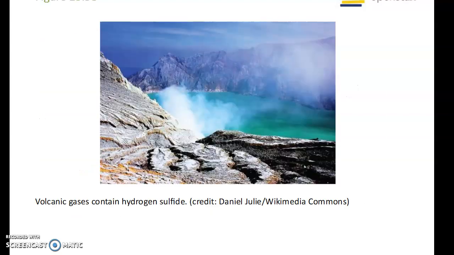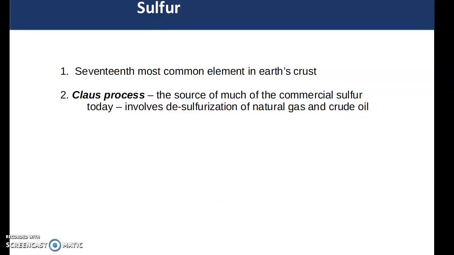Okay, let's talk about sulfur now. Sulfur is that brimstone smell, and they've always associated that with hell, because volcanoes produce hydrogen sulfide. When hydrogen sulfide gets hot, it's very burning to your nose. You don't want to have very much of that at all. It's the 17th most common element in the Earth's crust. And for the longest time, when people went to provide sulfur, they used the Claus process, which is the desulfurization process.